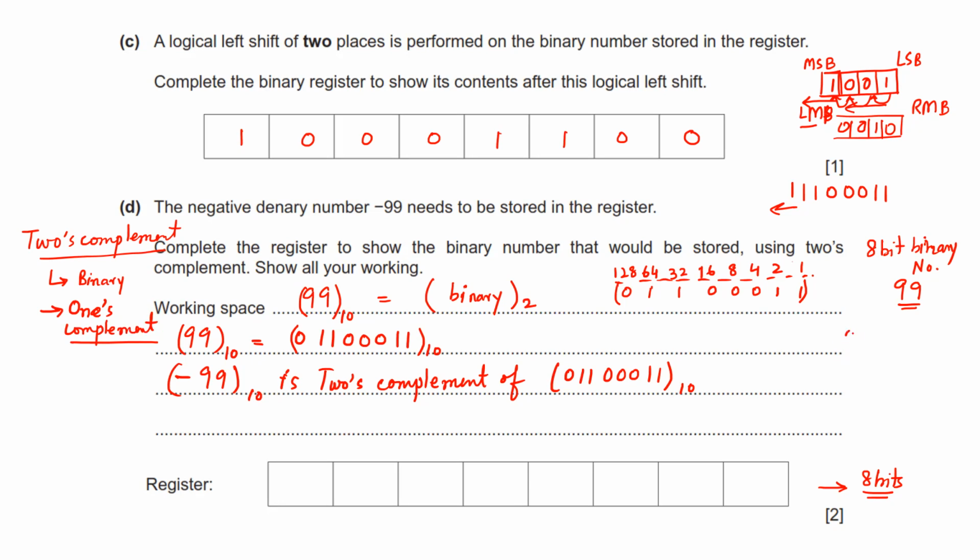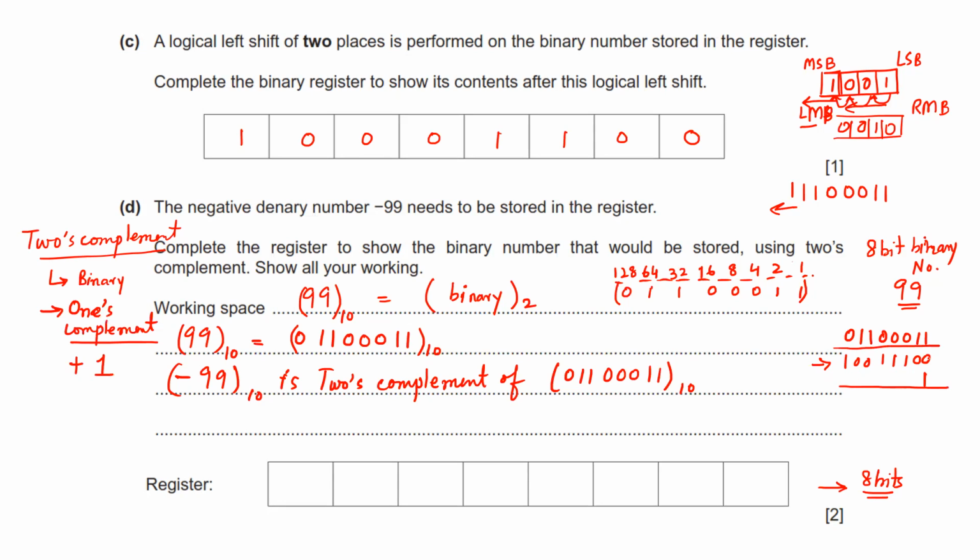So first of all, we take 1's complement. So we have 0, 1, 1, 0, 0, 0, 1, 1. 1's complement, just invert all the bits. So 1 will become 0, 1 will become 0, 0 will become 1, 0 will become 1, 0 will become 1, 1 will become 0, 1 will become 0. So this is my 1's complement. And to 1's complement, you simply add 1.